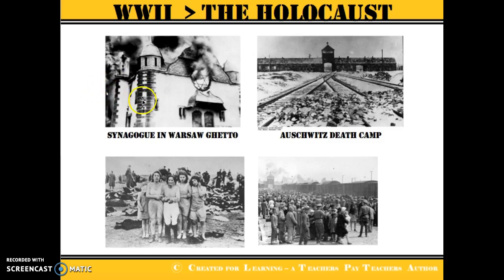Okay, so here are some more pictures. The top left picture is what appears to be a Jewish synagogue in Warsaw, the Warsaw Ghetto, and it looks like there's smoke on it, like it's on fire. On the right is a picture taken at the Auschwitz death camp, and the bottom two pictures are of Jewish prisoners being taken to camps. This one looks like they're already in the camp, and this one looks like they are being forced to board a train to go to the camp.